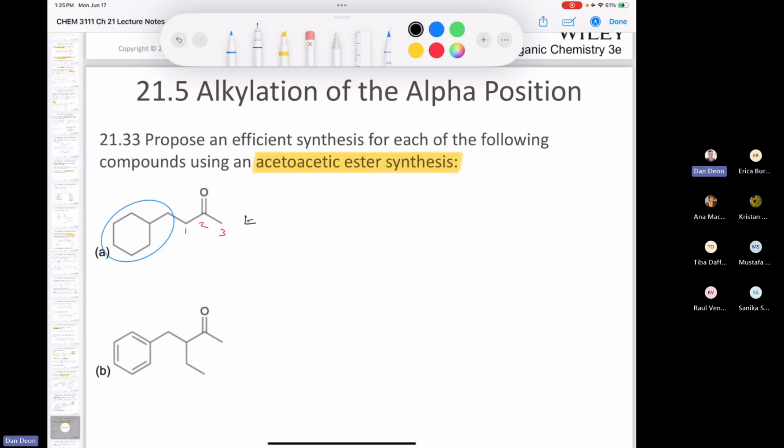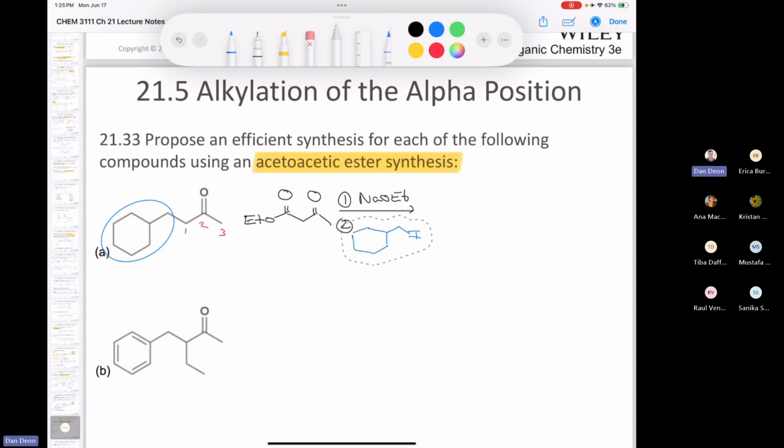You're going to start by drawing ethyl acetoacetate, which just looks like this. Step 1, sodium methoxide. Step 2, your alkyl halide, which is going to be this compound. So we have, I'll just use the iodide, and I'll even color code it here.